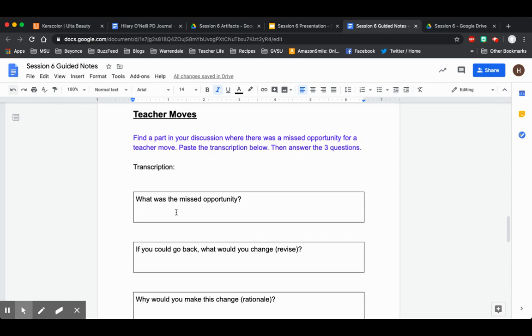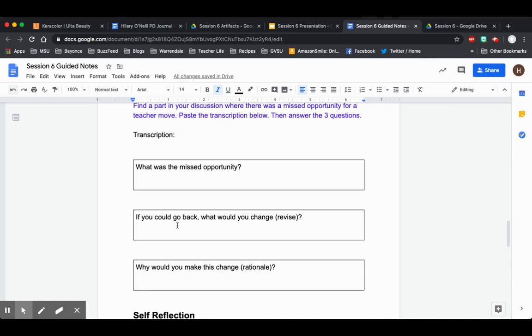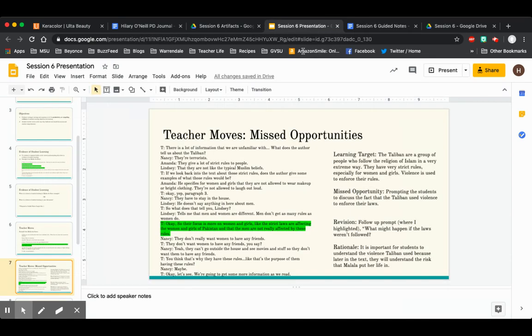So how I had said that the missed opportunity was to get the students to understand that the Taliban used violence. And then, if you could go back, what would you change or revise? So my revision was the follow-up prompt. And then, why would you make this change? I explained over here that it was important for them to understand the violence so they would later understand the risk that Malala put her life in later on.